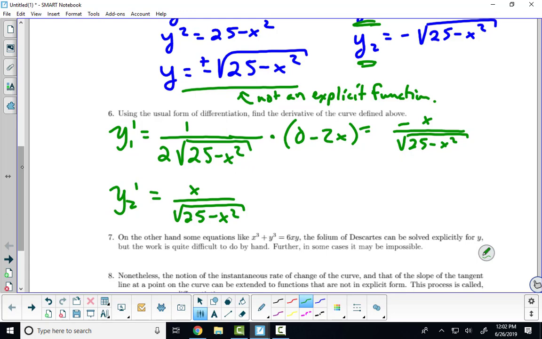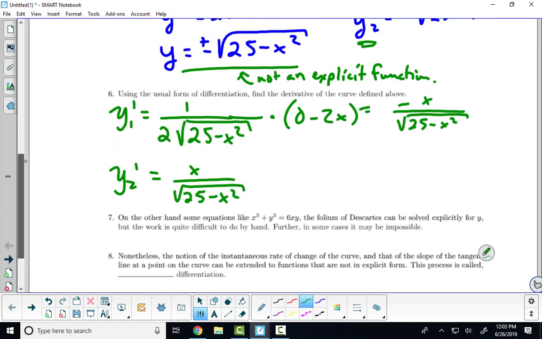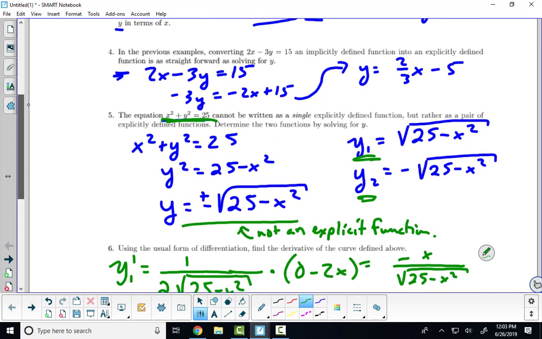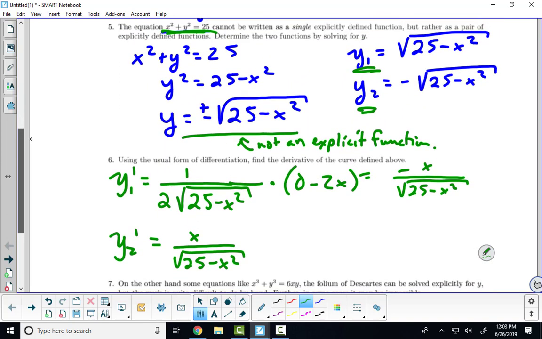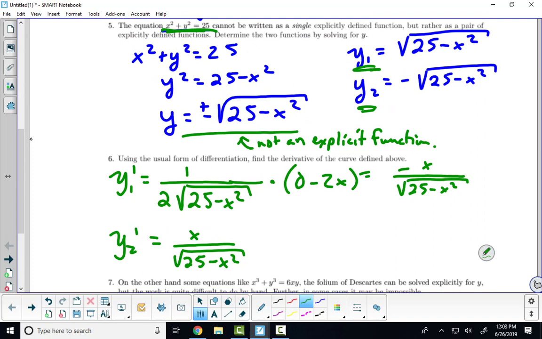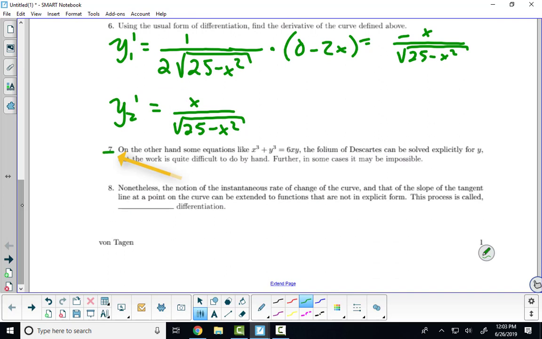Okay, so we've seen that if you're given an implicitly defined function, you could try to solve it explicitly for one or more explicitly defined functions, and then take the derivative of each explicitly defined function. Of course, that means you have to take multiple derivatives, right? But what we could see is that number 4 was easy to put into explicit form. Number 5, not too bad, but when we put it in explicit form, we had two separate functions.